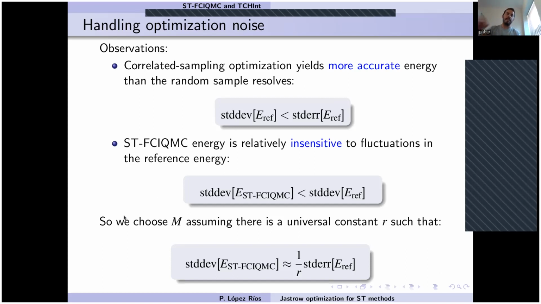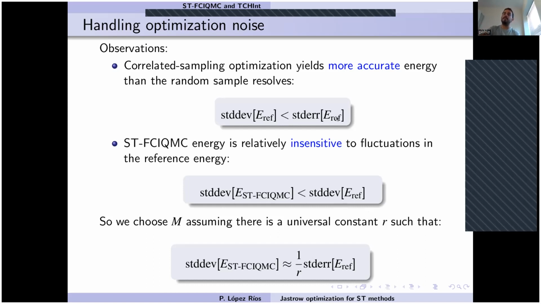And then we know another thing, and that is that if the reference energy changes a bit in your FCI-QMC calculation, usually the FCI-QMC algorithm can compensate for that by basically tweaking your multi-determinant expansion coefficients, so that in the end you get roughly the same FCI-QMC energy. So what you can deduce from there is that the standard deviation of the FCI-QMC energy is less than the standard deviation of the reference energy.